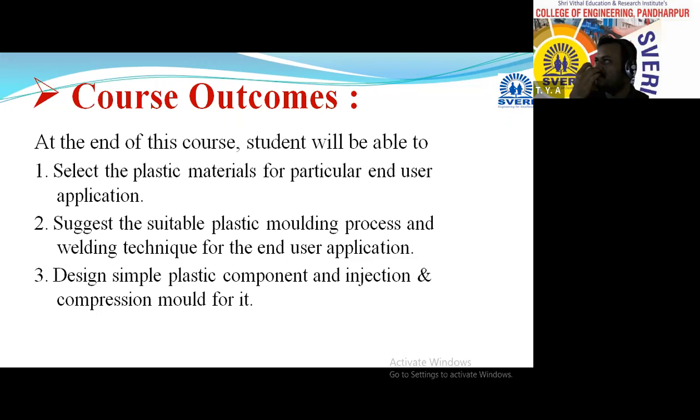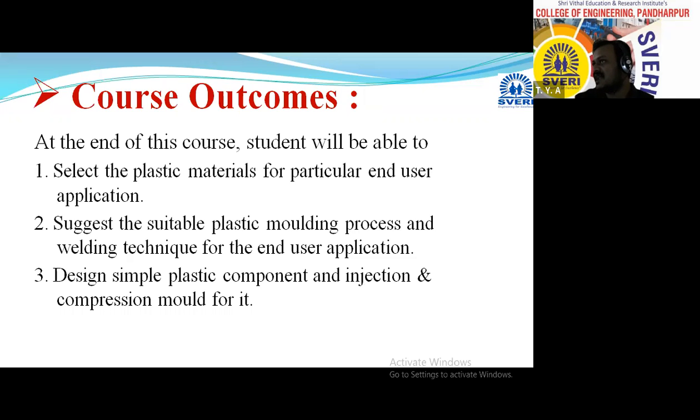If you understood this chapter very well, then you can tell me which product can be manufactured using which plastic material, and for that which method is most suitable, meaning most economical. Most economical means less cost and less time, and a high quality product will be manufactured. And you can also suggest how to do the design of the mold. It may be a compression mold or an injection mold.